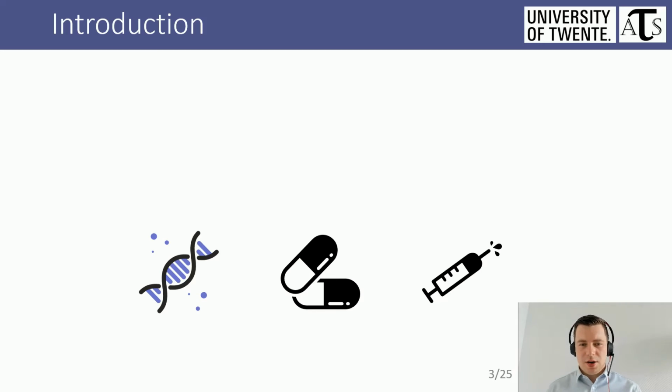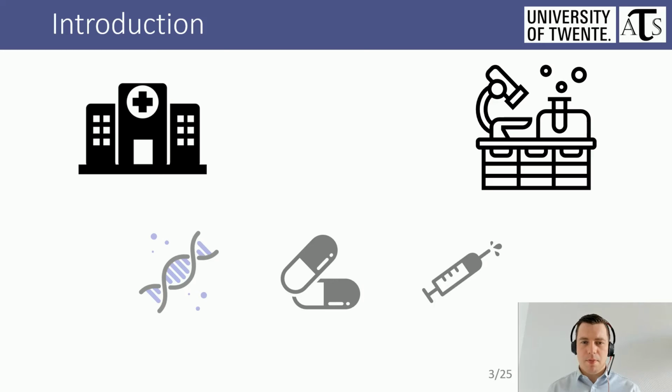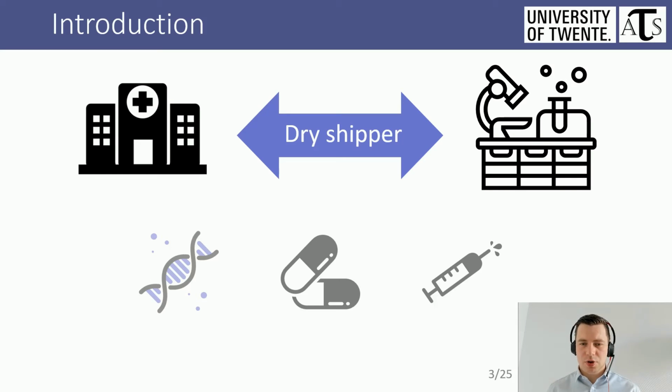So, in the field of medicine, at the moment, there is a shift from the one size fits all, one pill solution to a tailor-made solution for patients. Think of gene therapies, for example, and for this, you need to transport biological samples from the hospital to specialized laboratories, and the medicine has to be transported back to the hospital to be administered to the patients. This is done using so-called dry shippers, in which the samples are transported at a temperature of minus 196 degrees centigrade to preserve the samples correctly.